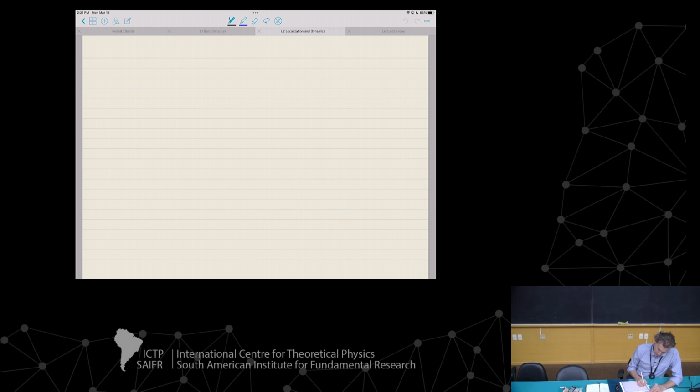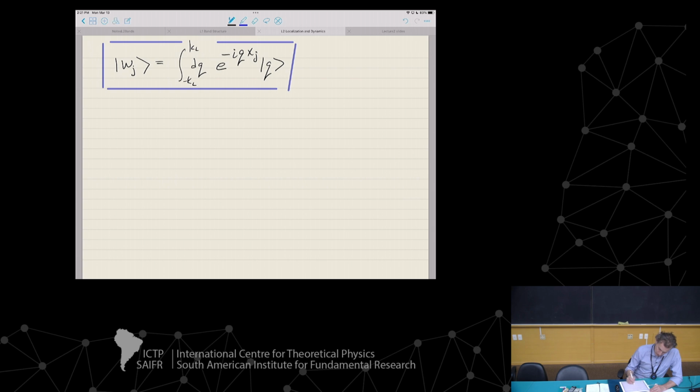I'm just going to write that out again. So we have some Wannier state, j, and we're going to try defining this as, for the first band, integrating over all quasi-momenta, e to the minus i q x_j times the Bloch function, okay?